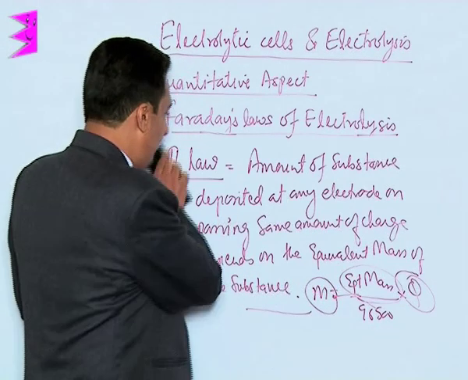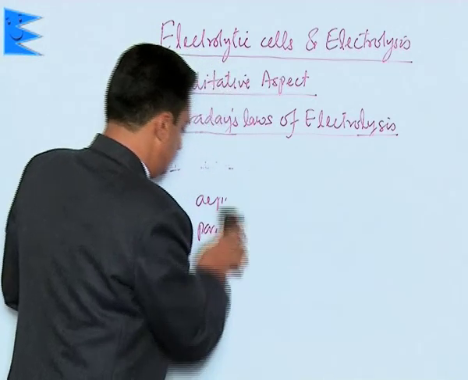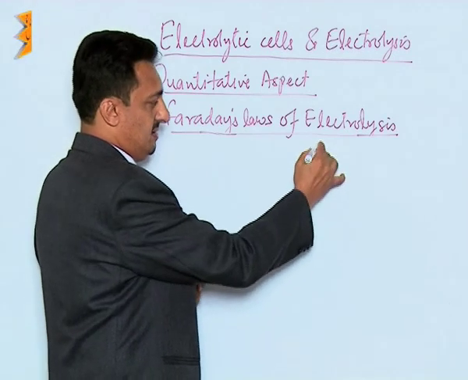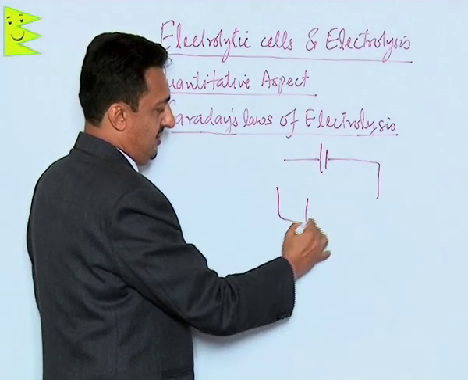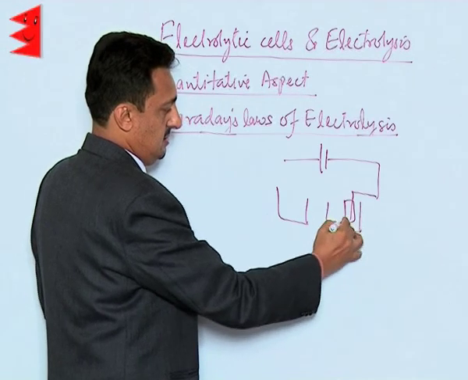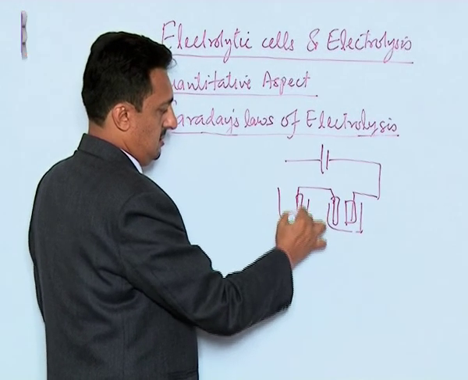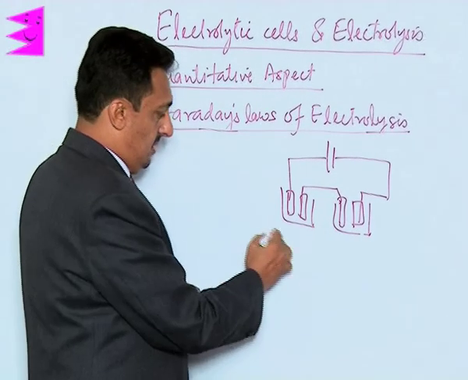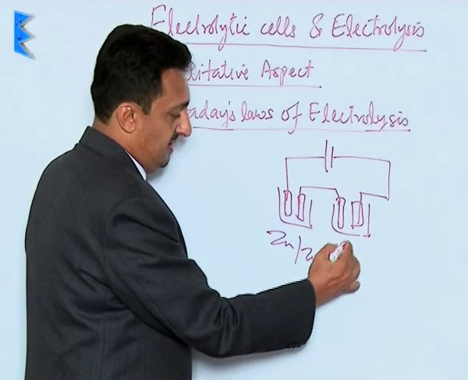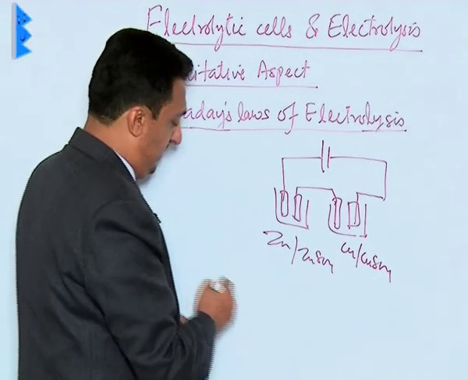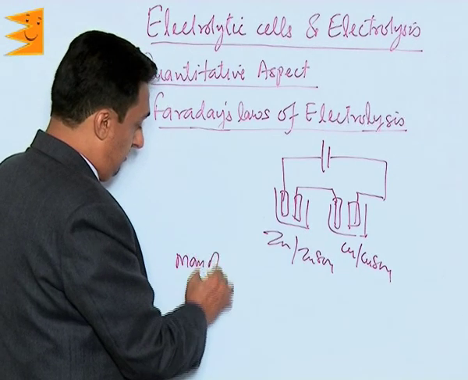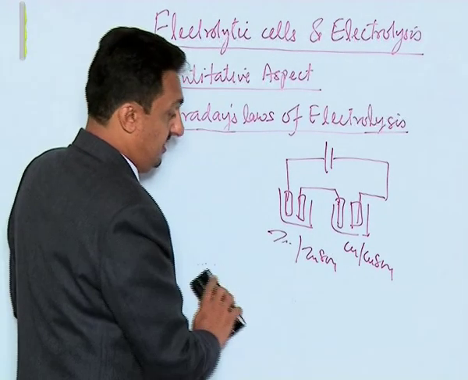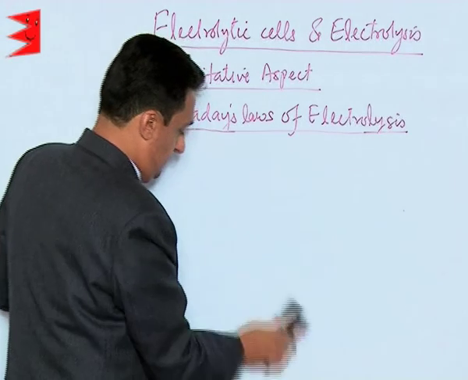It can be explained like this. If we have two electrolytic vessels, both connected in series, one having zinc in zinc sulfate, the other having copper in copper sulfate. So let me write down the formula now.